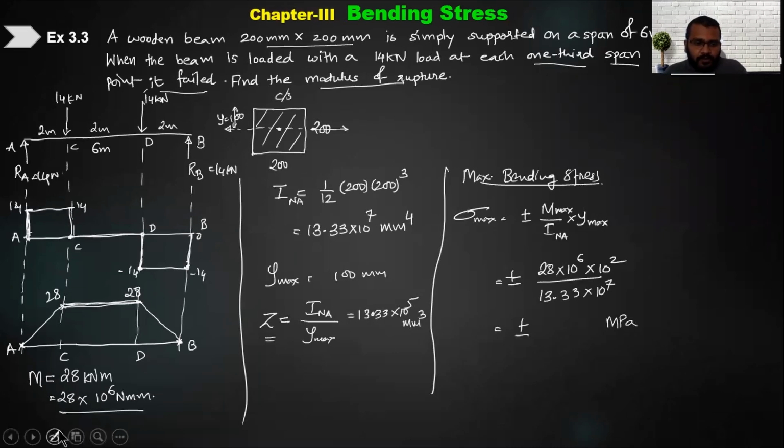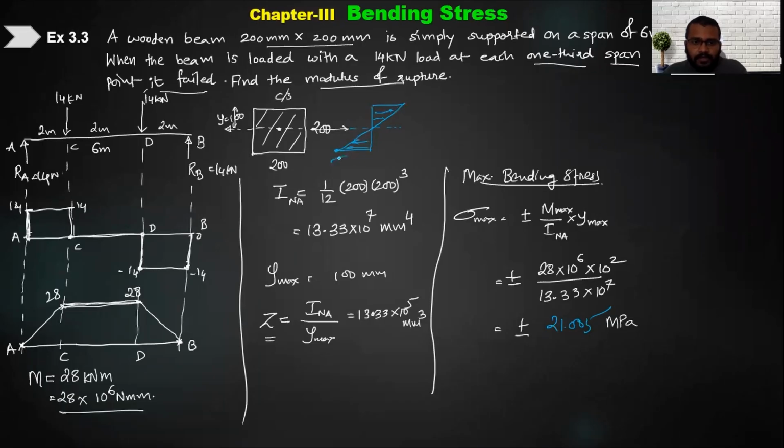Yes, how much is this value? 21. कितना? 21.005. 21.005. That is 21. Okay. Now can you draw it here? So this is 21 and this is also 21 and you will get a variation like this.